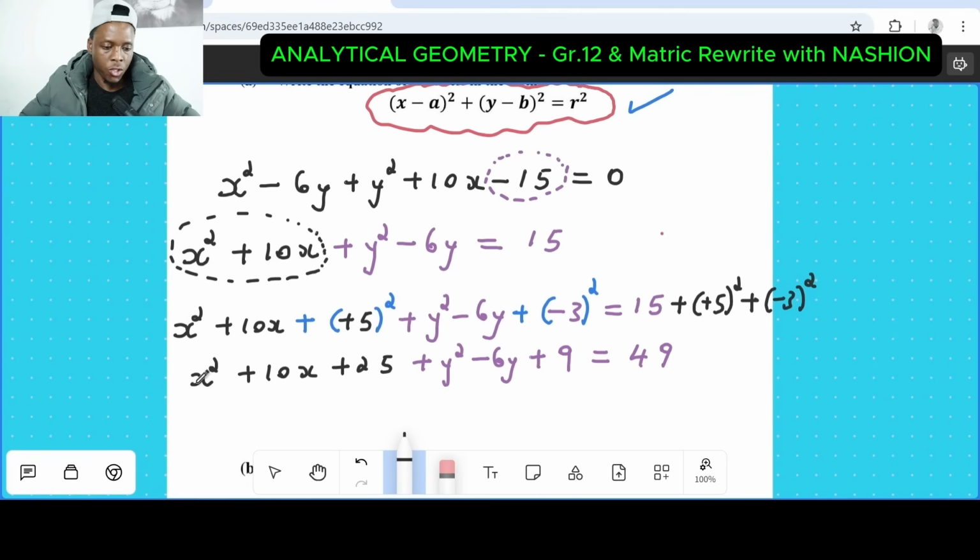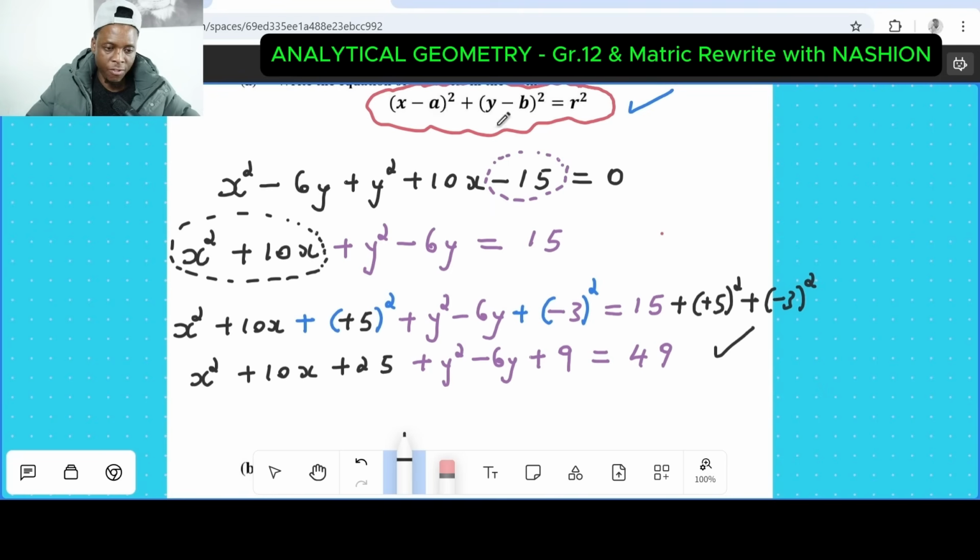Now, so far so good. Remember the aim of doing all of this. We want to write in standard form. So what we did, you see this step right here, we've just completed the square. Because x is squared, 25 is a square number, y is squared, and 9 is a square number.